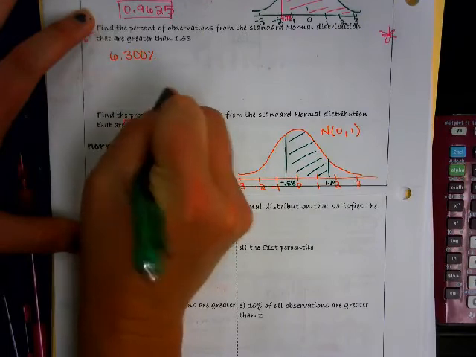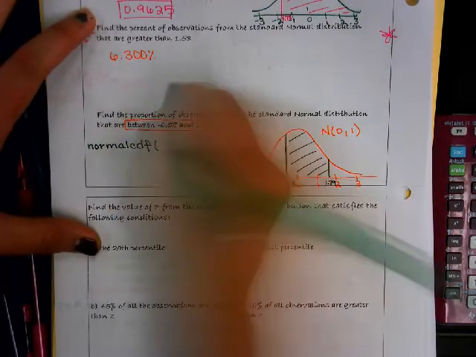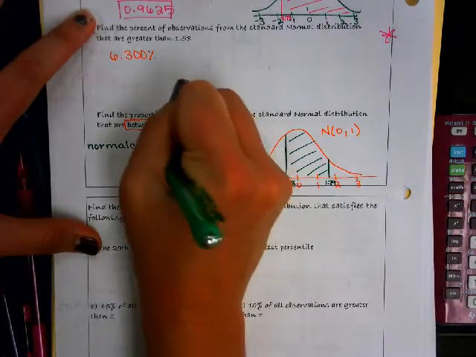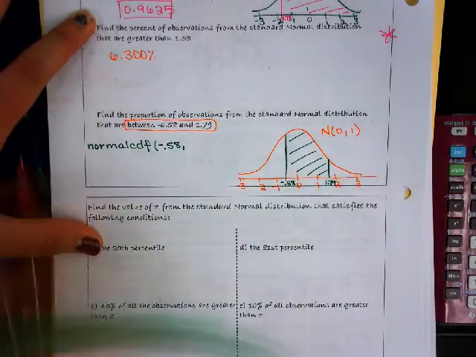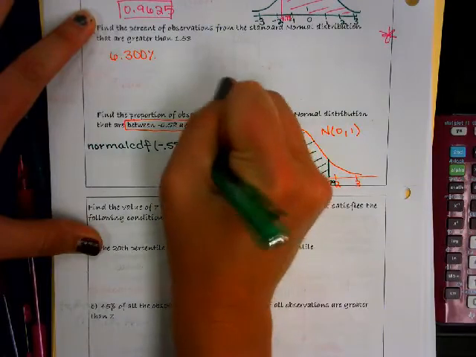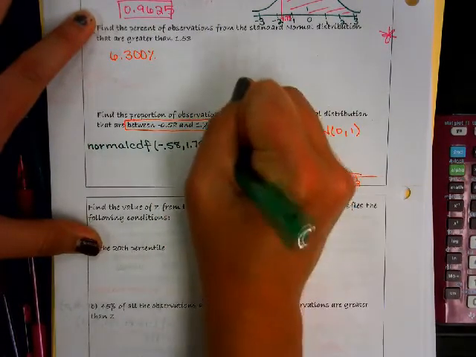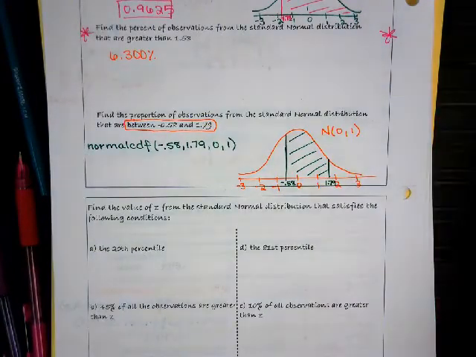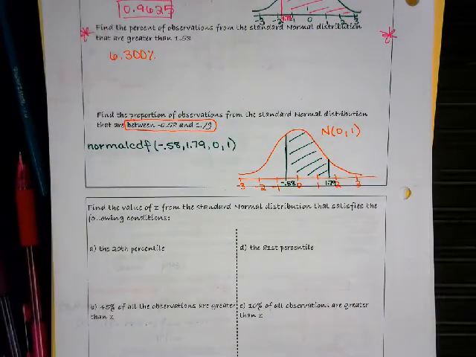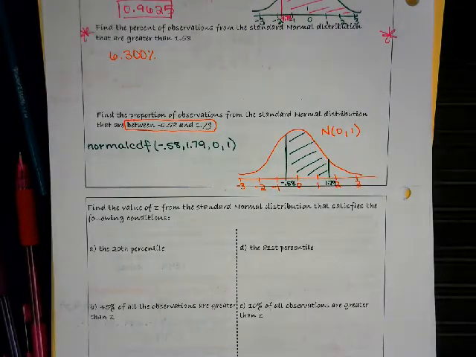We have -0.58 for our lower bound, 1.79 for the upper bound, mean of 0, standard deviation of 1. Everybody see the difference on this one? Before it said less than a number, greater than a number, now it's telling us we're between two numbers.